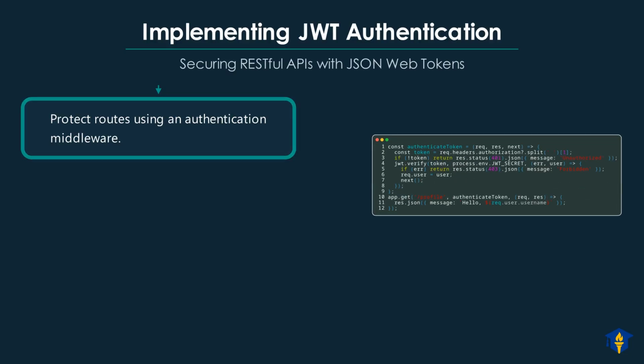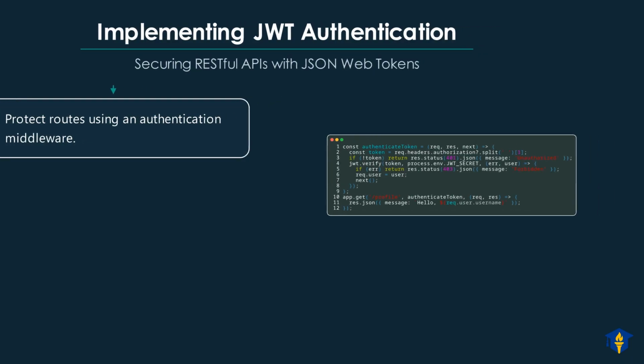Finally, protect your API routes by creating and applying an authentication middleware that validates the JWT token. This middleware extracts and verifies the JWT token from the request header, granting access only if it is valid.